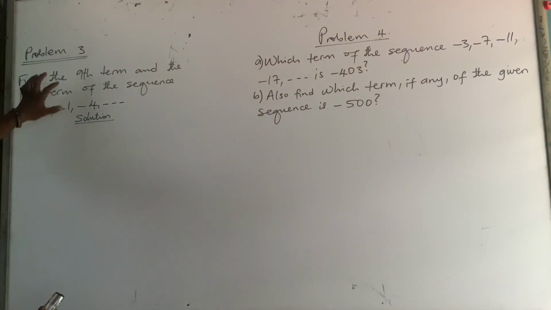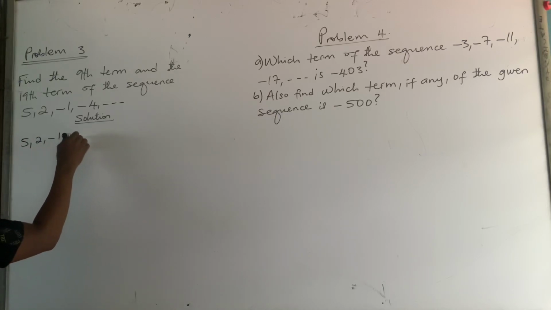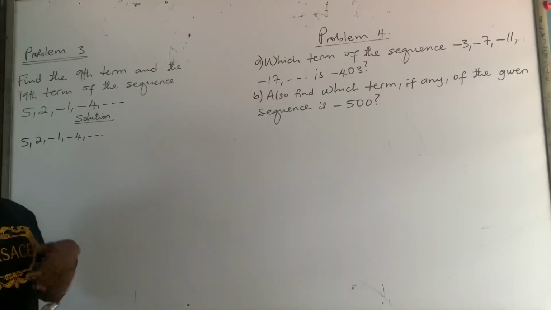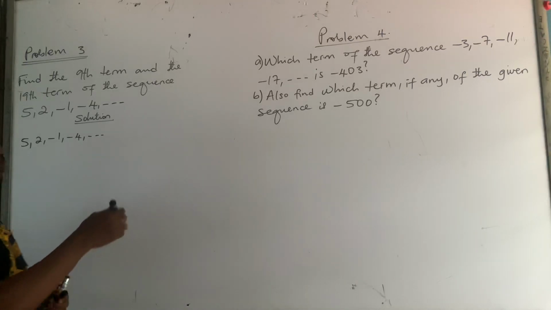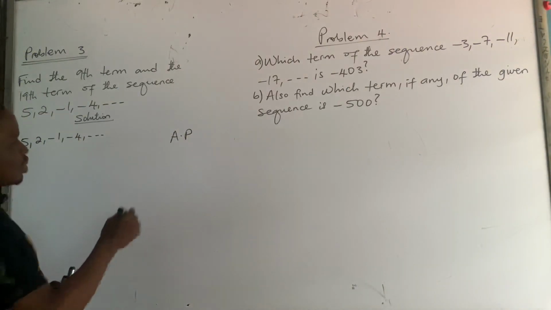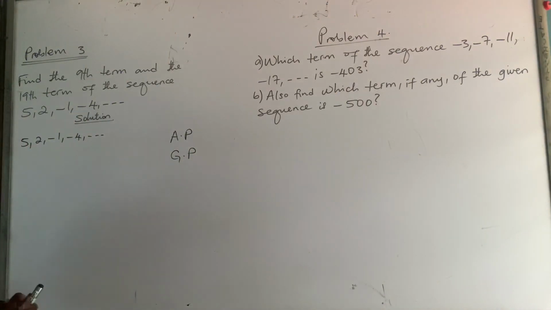All right. Problem 3 says find the 9th term and the 19th term of the sequence. We are given a sequence here: 5, 2, minus 1, minus 4. The 3 dots here tell you that the sequence continues infinitely. But before we start solving this problem, we need to understand if this sequence is an arithmetic progression or a geometric progression. All right, let us see how we determine that.